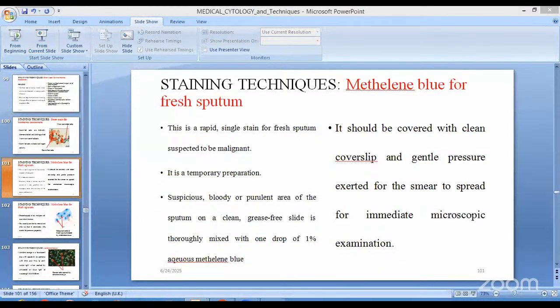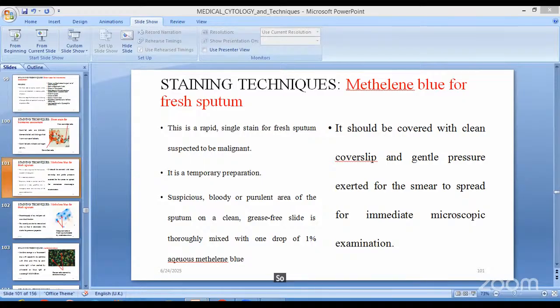Methylene blue staining technique. This is the staining technique for staining fresh sputum. If you want to quickly determine whether a sputum sample contains malignant cells, in fresh sputum, it is the methylene blue technique. It is a vital stain. It will stain those cells supravitally.